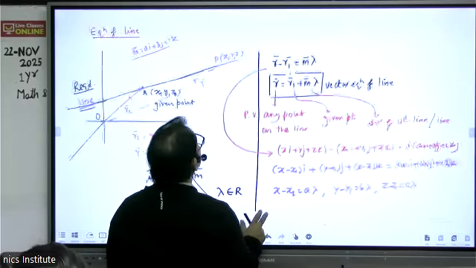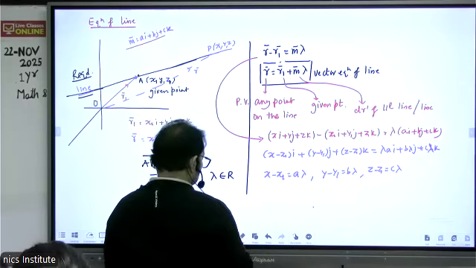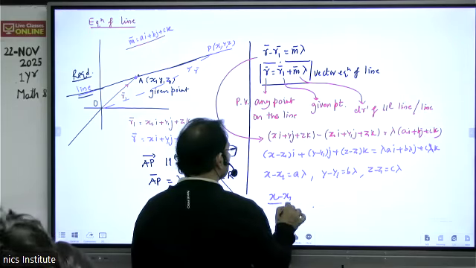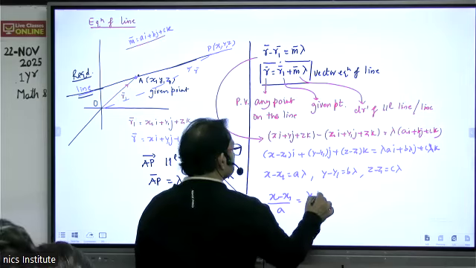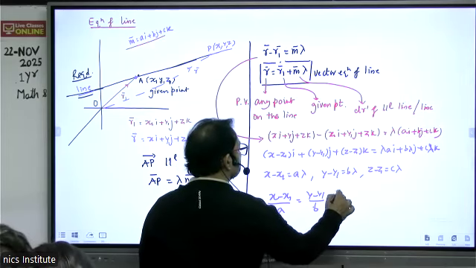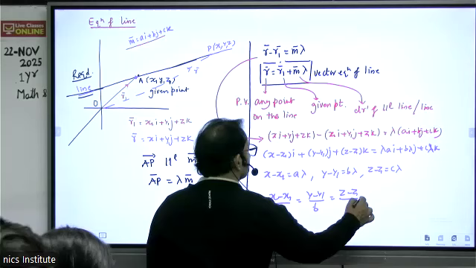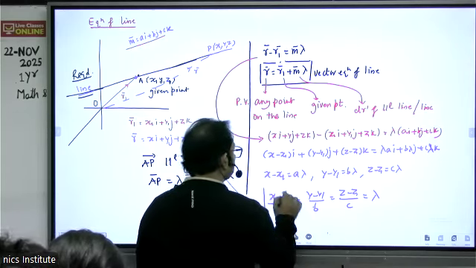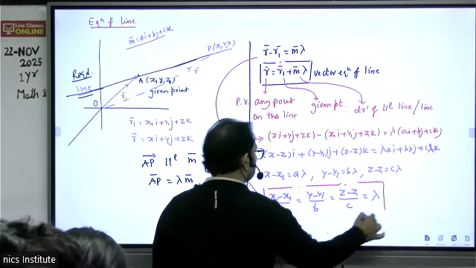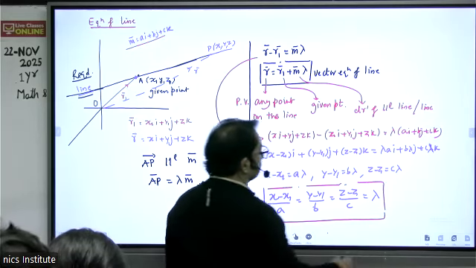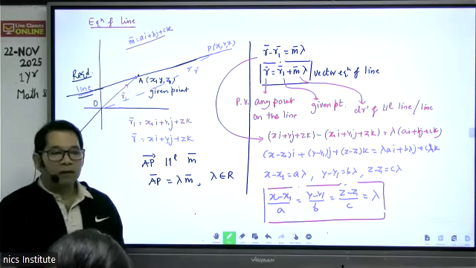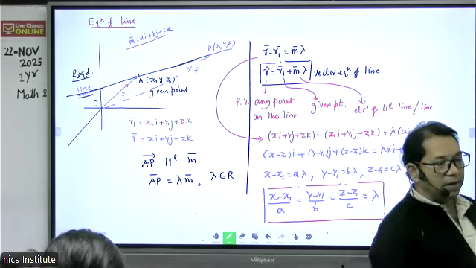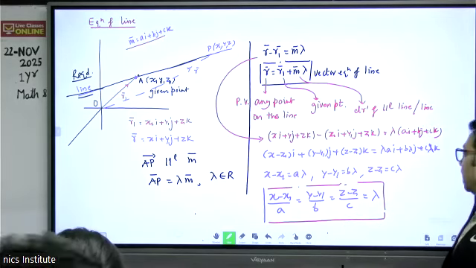It's like this. Or you can find lambda. This is the Cartesian equation of a line. Cartesian equation of a line is (x minus x1) by a, (y minus y1) by b, (z minus z1) by c.